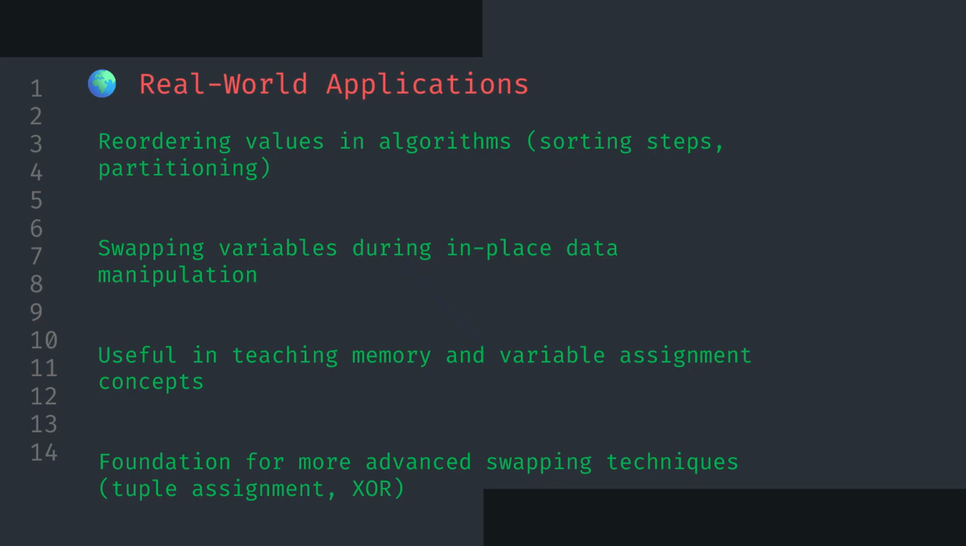Swapping underpins many algorithms like sorting and partitioning. Understanding the temporary variable swap builds intuition about memory and assignment. Later, you may see other techniques like tuple assignment, (a, b) = (b, a), in modern C Sharp, or XOR swaps, but temp is the clearest and safest for beginners.